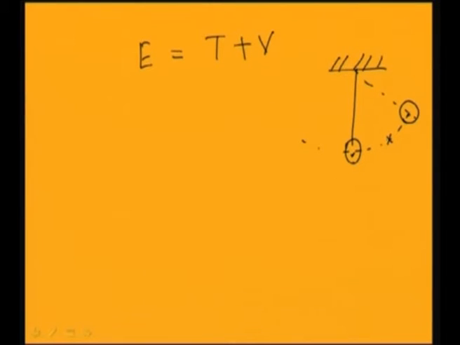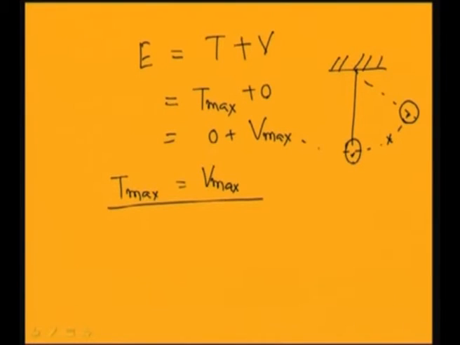So, you can write E equal to T plus V, that is the total energy of the system. Also you can write this as T max, maximum kinetic energy, plus 0, or as 0 plus V max, maximum potential energy. So, you can write T max, the maximum kinetic energy, equal to V max, the maximum potential energy of the system. By using this expression also you can find the natural frequency of the system. So, T max equal to V max.